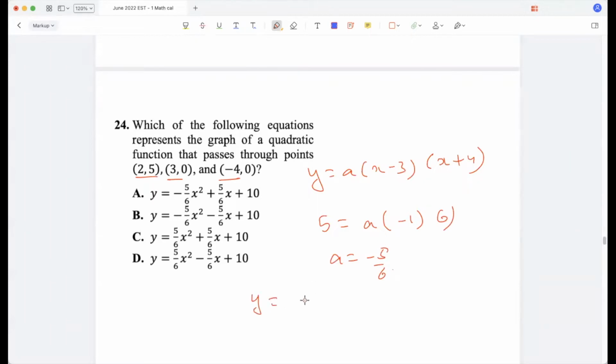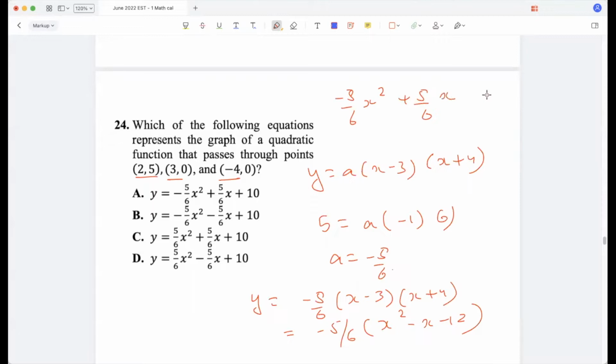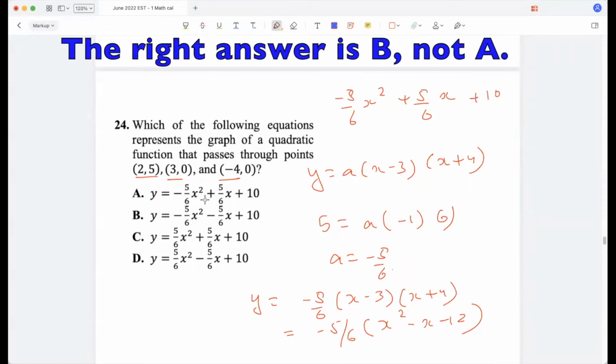So y is minus 5 by 6 x minus 3 into x plus 4. So minus 5 by 6 x squared plus x minus 12. So minus 5 by 6 x squared plus 5 by 6 x plus 10. Minus 5 by 6 x squared plus 5 by 6 x plus 10.